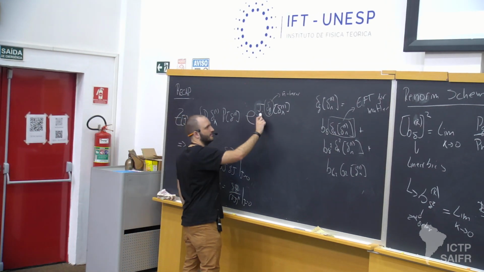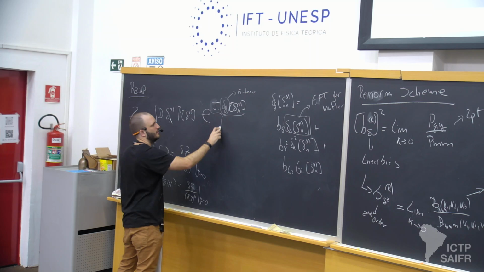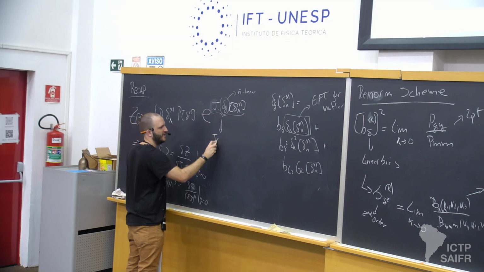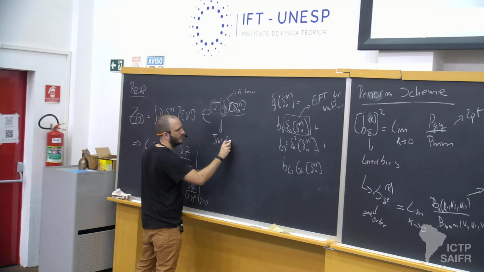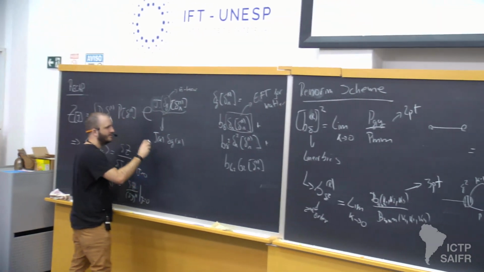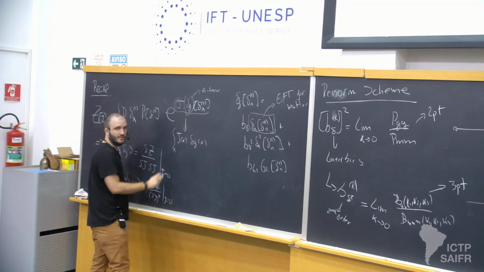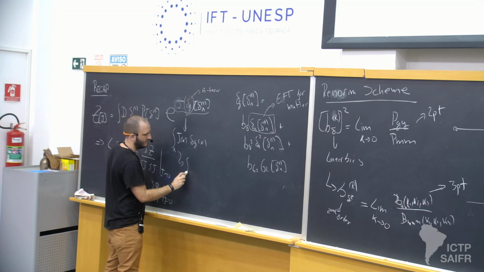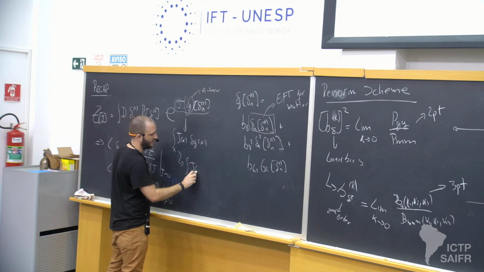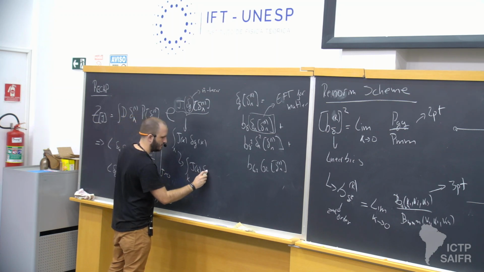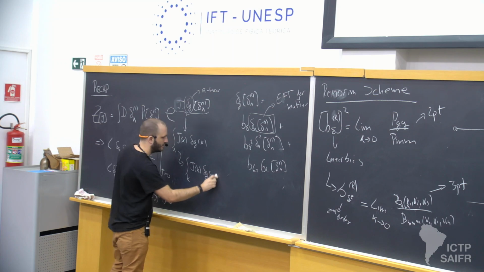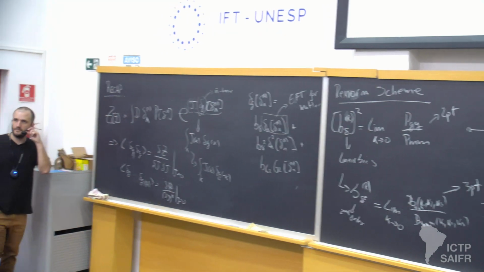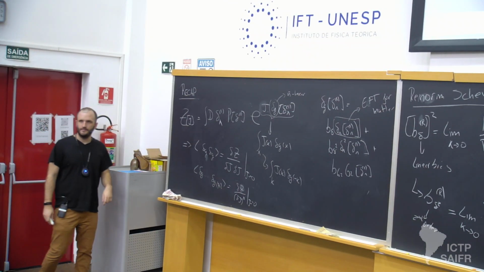Just to explain what I mean by this, this is J of x, delta g of x, integrated over x. Or in Fourier space, if you want, this is an integral of J of k times delta g of minus k.